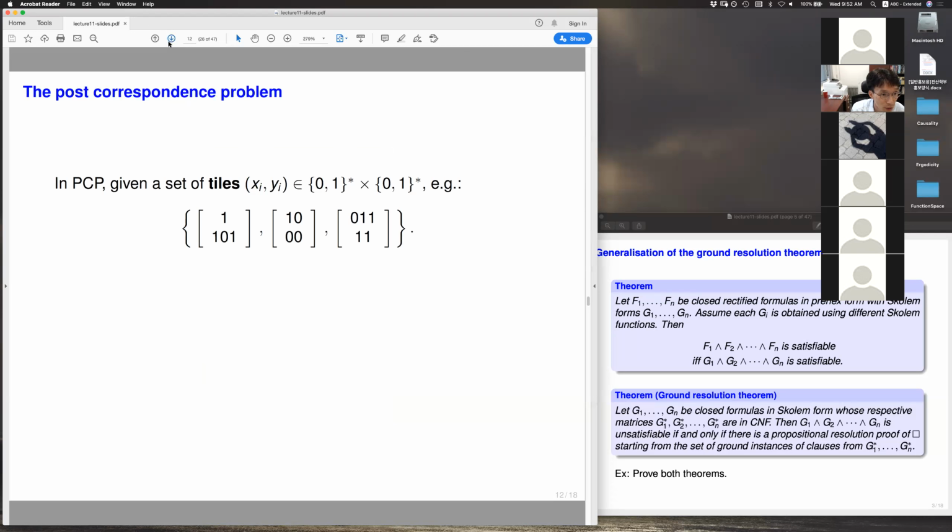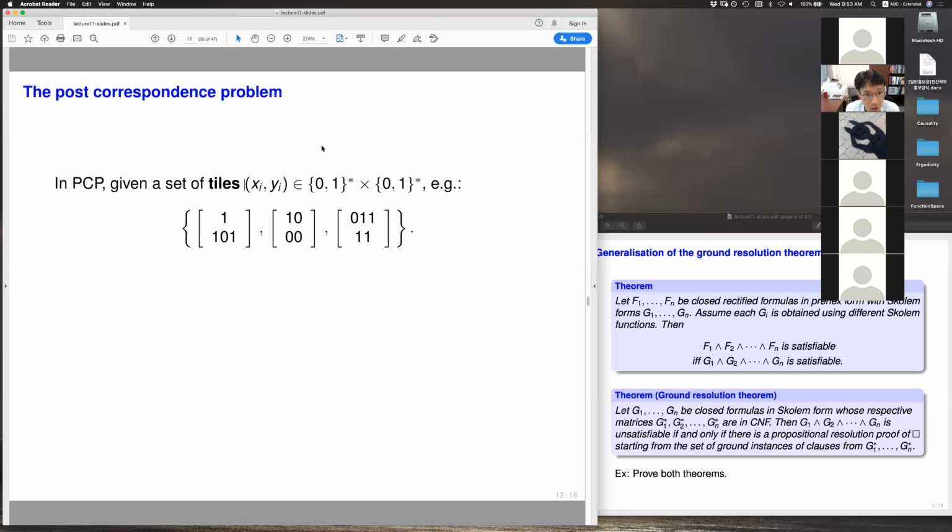So what is the Post Correspondence Problem? The Post Correspondence Problem is one of the undecidable problems that Post came up with. And the problem is actually quite simple. The instance of the problem is a set of tiles, and mathematically each tile is nothing but a pair of 0-1 sequences.